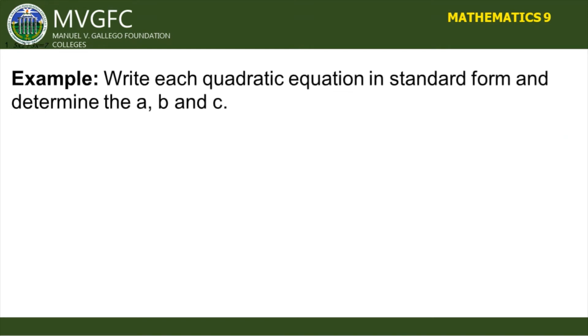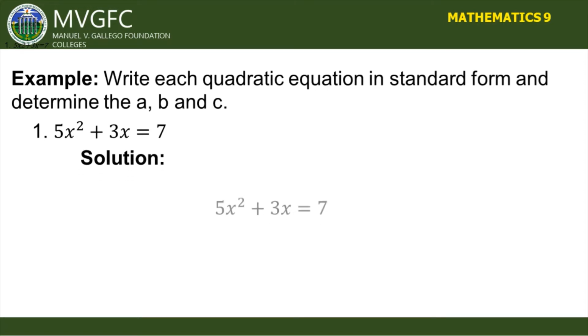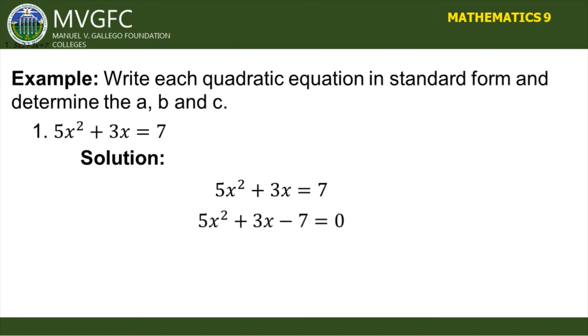For number 1, we have 5x squared plus 3x is equal to 7. Remember to transpose the constant to the left side of the equation, or we can use the addition property of equality, or what we call the APE. Just like what I told you even when you were in grade 7, there's no term such as transposition in mathematics. However, we are using this because it is such a shortcut method in solving equations. So again, you can use the transposition method or the addition property of equality.